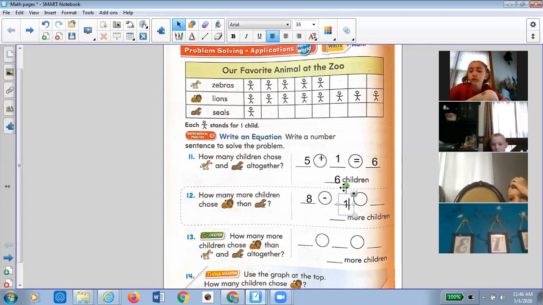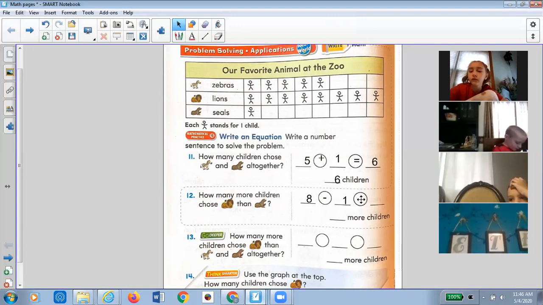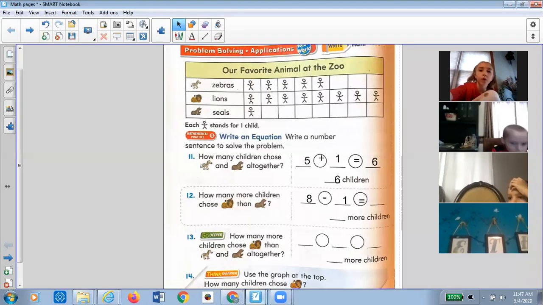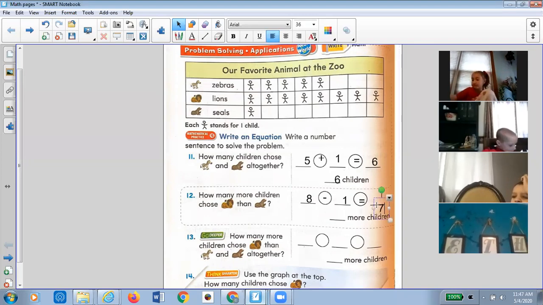So what is 8 minus 1, Lily? Lily, can you hear me? What is 8 minus 1? Lily, do you know what 8 minus 1 is? 7. So 7 more children liked lions than seals.